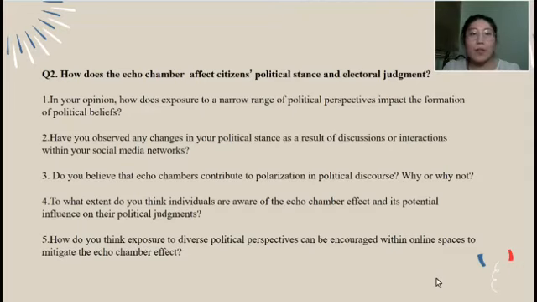Question 2. How does the echo chamber affect citizens' political stance and electoral judgments? 1. In your opinion, how does exposure to a narrow range of political perspectives affect the formation of political beliefs? 2. Have you observed any change in your political stance as a result of discussions or interaction within your social media networks? 3. Do you believe that echo chambers contribute to polarization in political discourse? Why or why not?